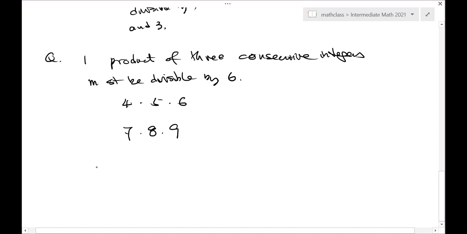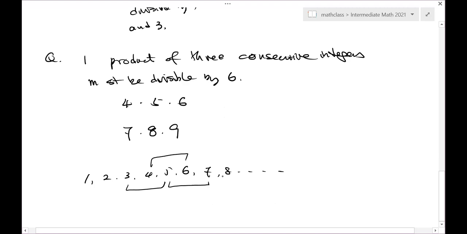Because when you write down the natural numbers, okay, 4, 5, 6, 7, 8, whenever you choose 3 consecutive integers, there's always one that is a multiple of 3. It doesn't matter where you choose. And here 3, 4, 5, the 3 is a multiple of 3. 4, 5, 6, 6 is a multiple of 3. And 5, 6, 7, 6 is a multiple of 3.